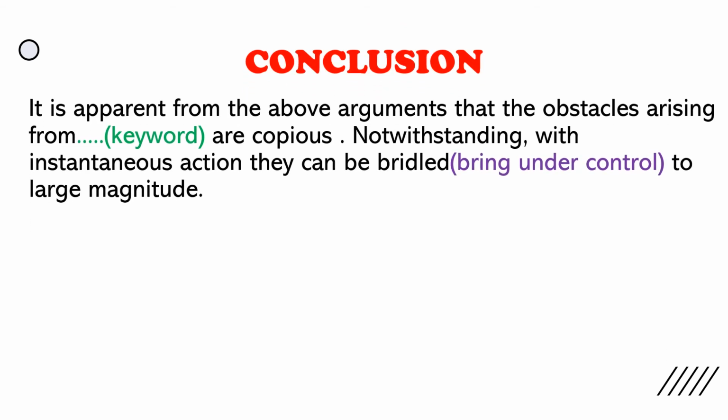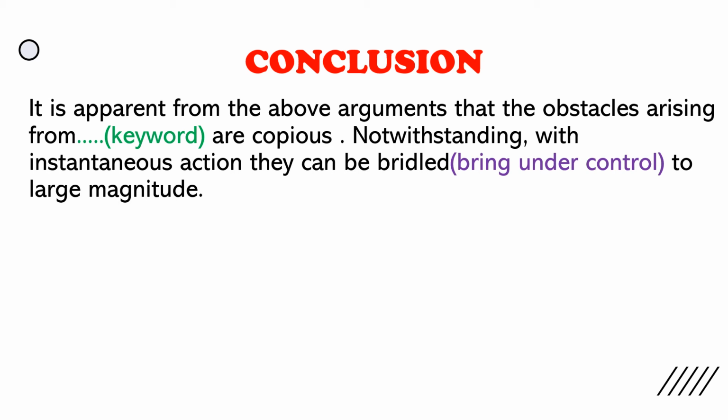Our final paragraph is the conclusion. In conclusion, we are just going to write 2 lines. It is apparent from the above arguments that the obstacles arising from overpopulation are copious. That is, there are many problems that arise from overpopulation. Notwithstanding, with instantaneous action, they can be bridled, that is, brought under control.